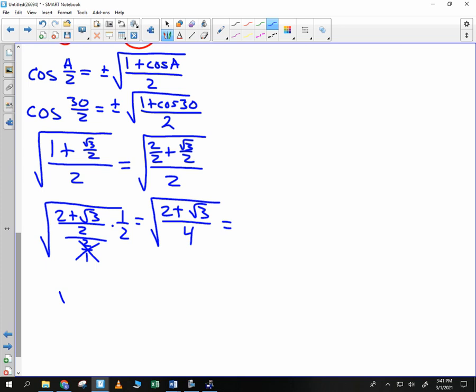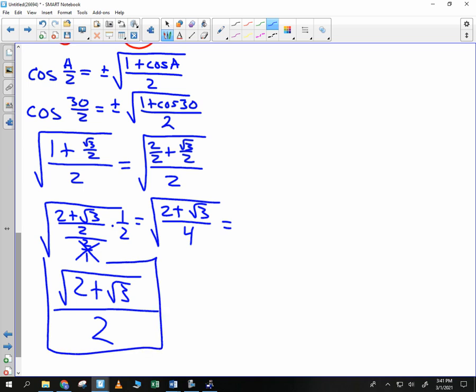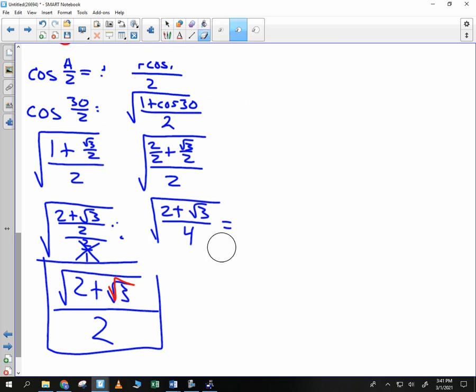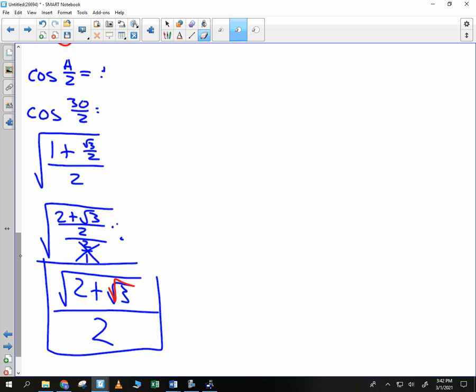Now, you can't take the square root of the top, so you just have to leave it 2 plus the root of 3. But you can take the square root of the bottom, and the square root of 4 is 2. And that's your result. The root of 2 plus the root of 3 all over 2. Some people might be upset with that because you have a square root inside of a square root, but that's just a complex radical.